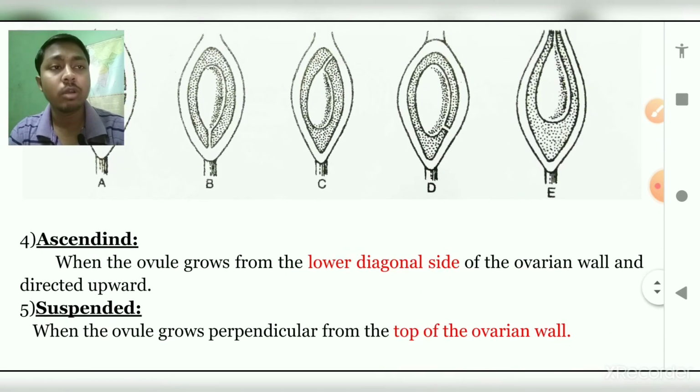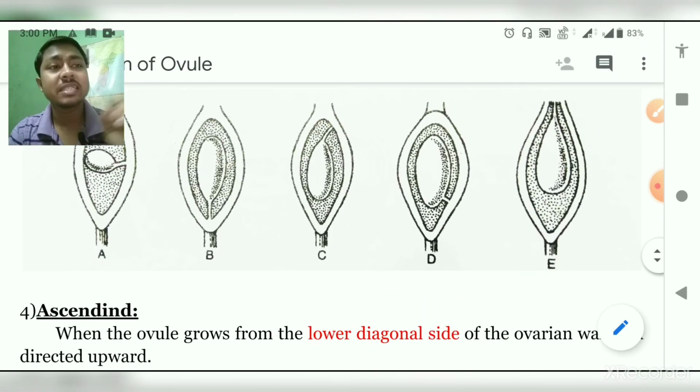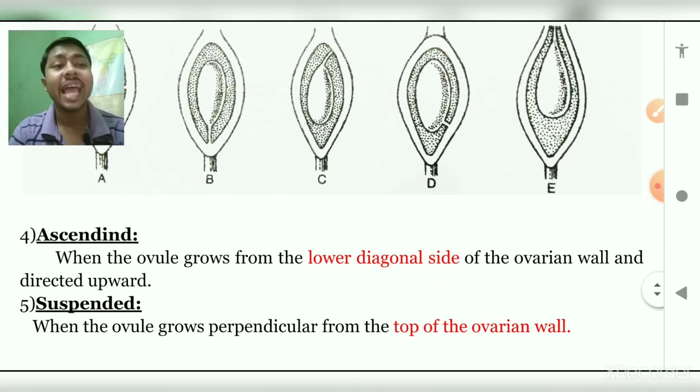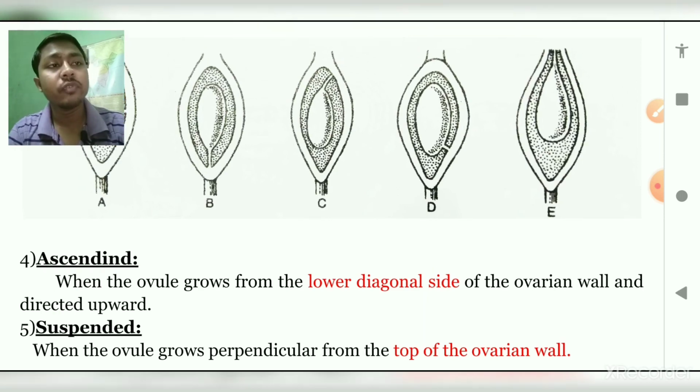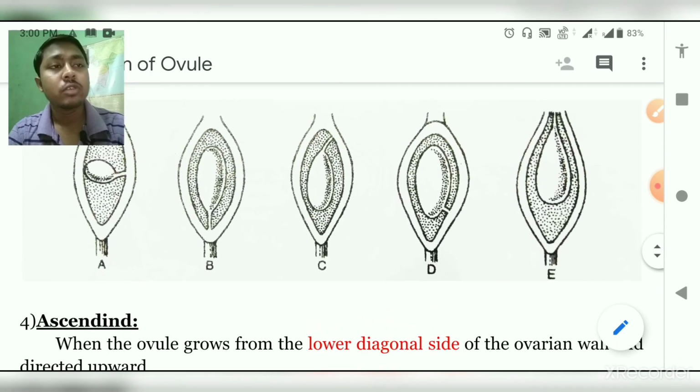And next we talk about the suspended type. Figure E shows the suspended type of ovule. Here the ovule arises from the upper part, or the opposite of the base, and hangs in the ovary. Figure E also shows this type of structure. So this is called the suspended type of ovule.